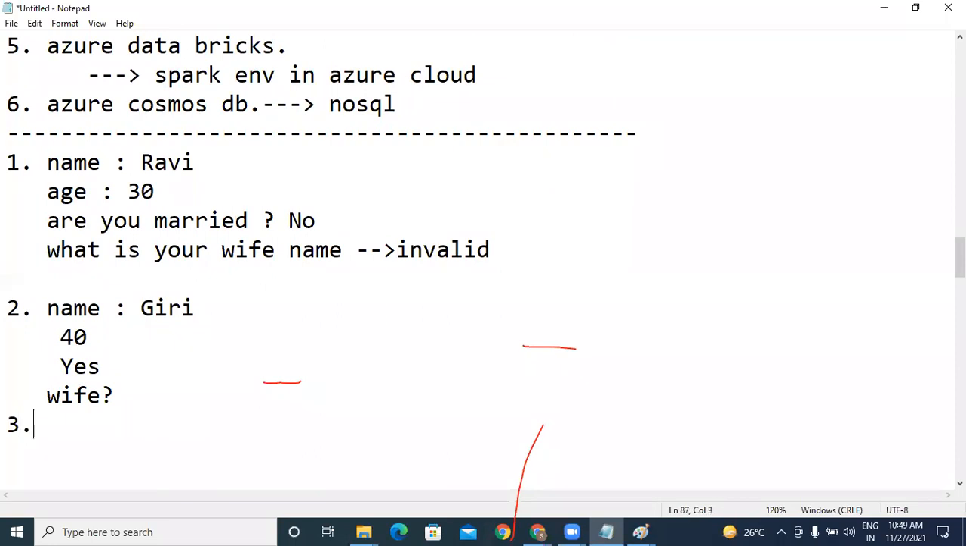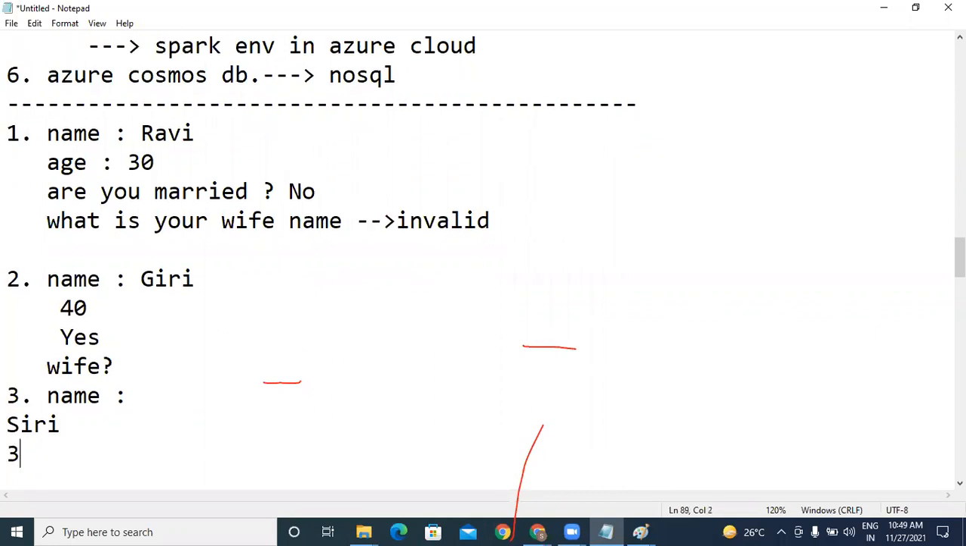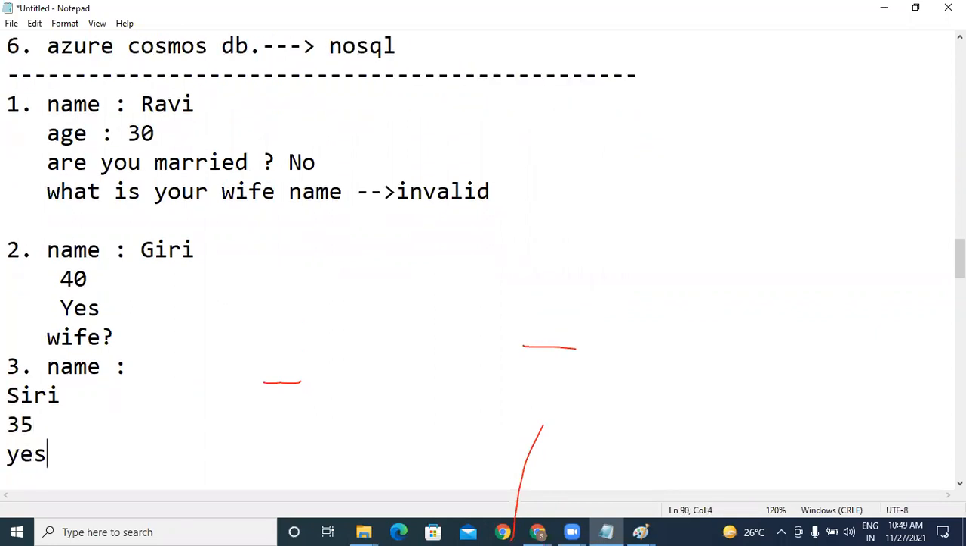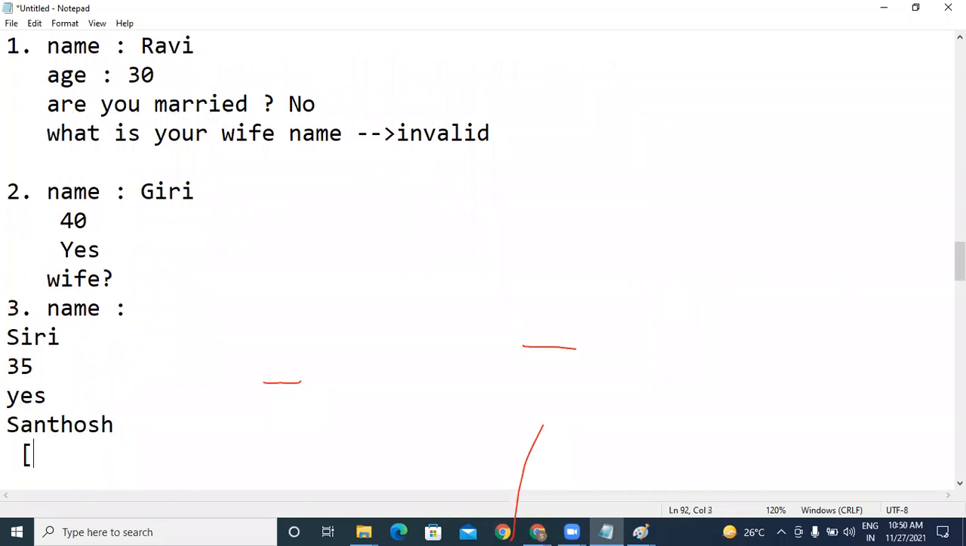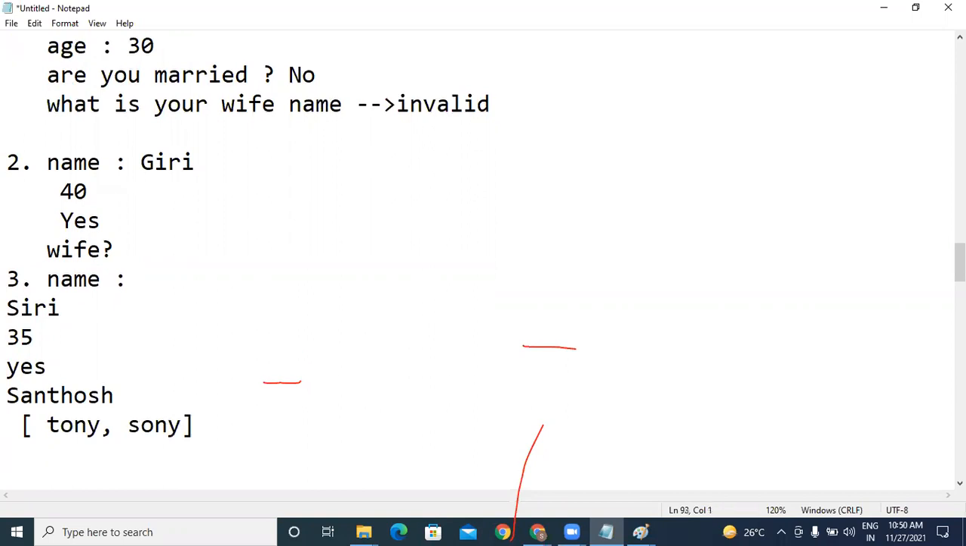Look at the third person. Name, Siri. Age 35. Married. The spouse name is Mr. Santosh. There are two kids. One kid is Tony. Second kid is Sony. Now, in front of you, there are three profiles. Profile 1, profile 2. Look at profile 3 especially.